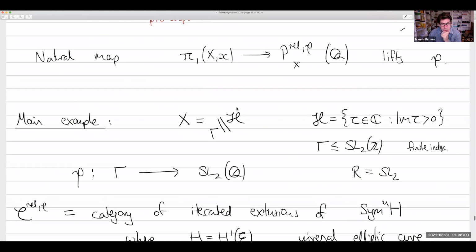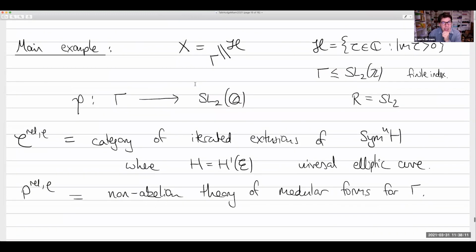Okay, so the main example here is the case of a modular curve. So H is the upper half plane. Gamma can be any subgroup of finite index. As I mentioned before, it doesn't matter that this is an orbifold in many interesting cases. It's not a problem. The map rho from gamma to the reductive group R is just SL2, the group of 2 by 2 matrices with determinant 1, and the map rho is the inclusion of gamma into the Q points of SL2.